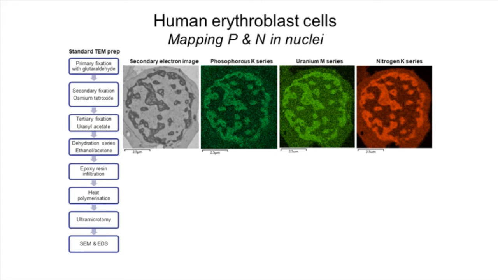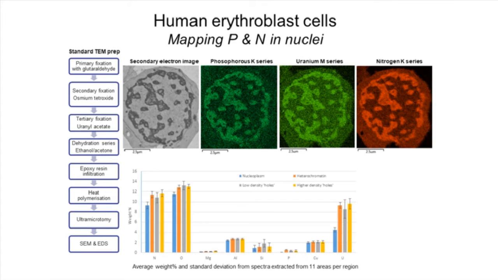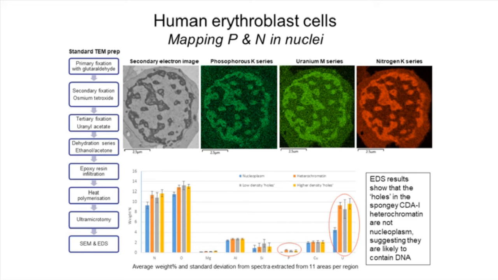Since all of these analyses are spectral maps where X-ray spectra are collected at every pixel, post-analysis selection of elements and quantification of spectra from regions of interest can be done. This graph shows the elemental composition in different areas of a CDA1 nucleus. Importantly, lower density or lighter holes and the higher density darker holes contain comparable amounts of nitrogen and uranium to heterochromatin, indicating that they are likely to contain DNA. The phosphorus level is slightly higher in the heterochromatin, and we're analysing spectra from more CDA1 cells to quantify this further.